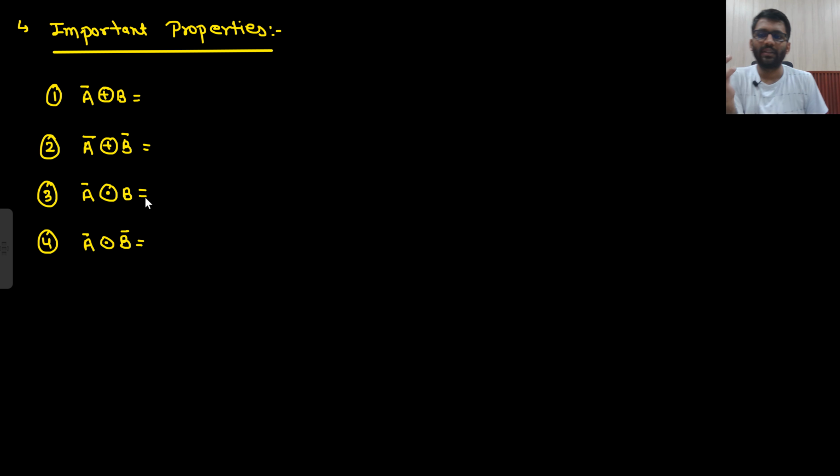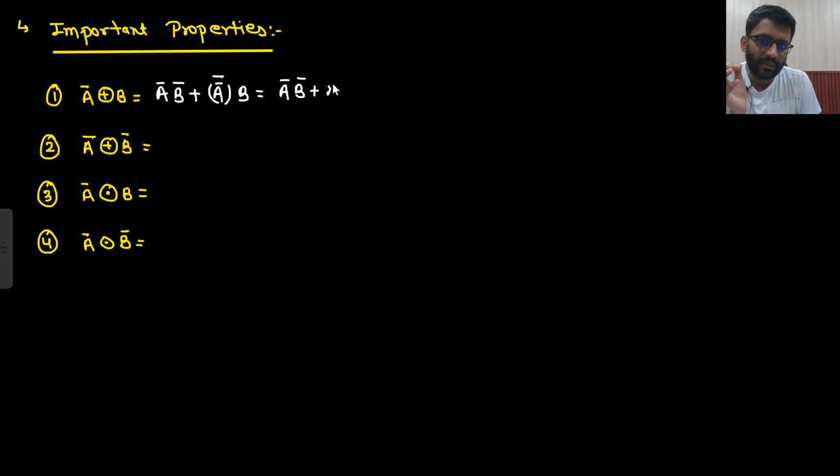Let's move towards the next important properties. Very, very important property it is. So let's solve this. A bar XNOR B. So first as it is, bar of the second one plus bar of the first one, A bar bar, and second as it is. So what am I getting? A bar B bar plus AB. That can be replaced with A XNOR B, or it can be replaced with A XOR B bar.